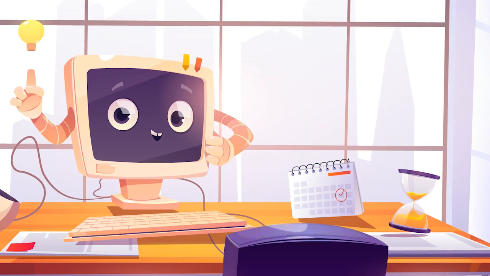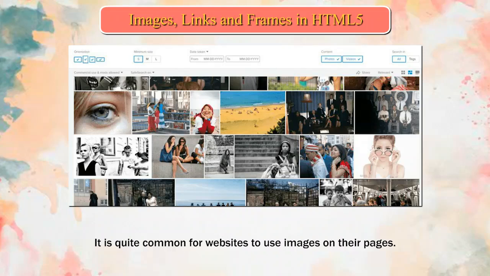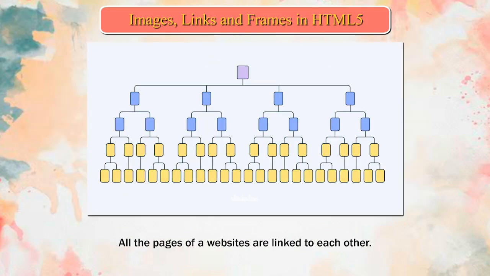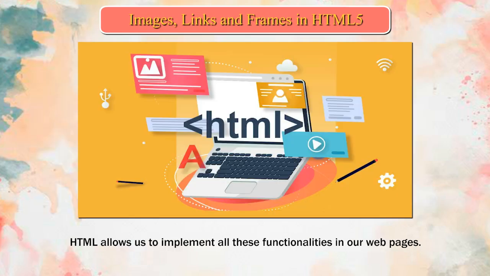Chapter 6. Images, Links and Frames in HTML5. It is quite common for websites to use images on their pages. All the pages of a website are linked to each other. Besides, we see that a web page is divided into various sections. HTML allows us to implement all these functionalities in our web pages.